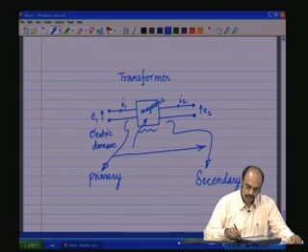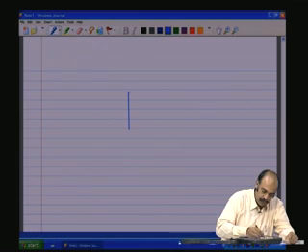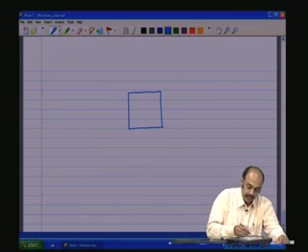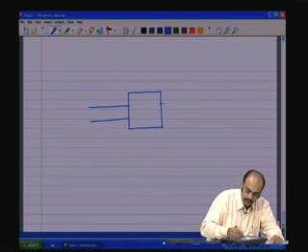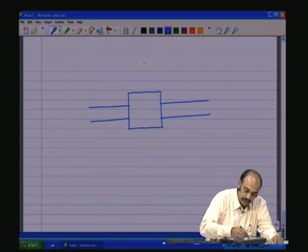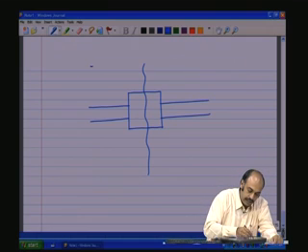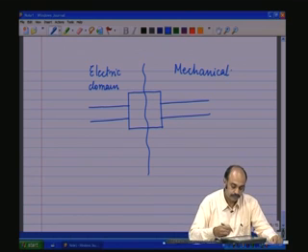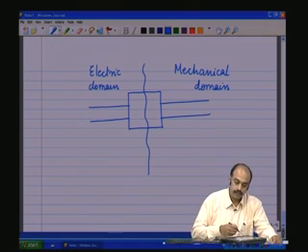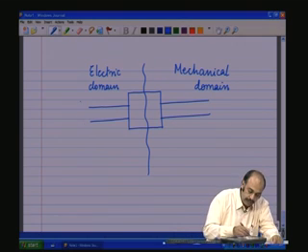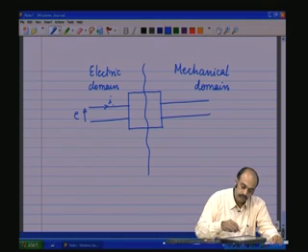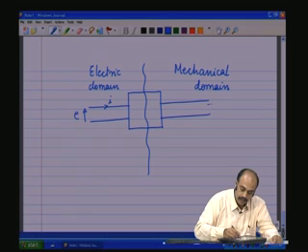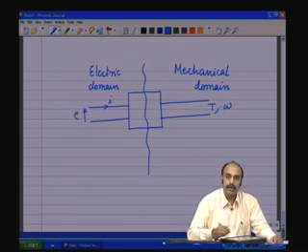Likewise, if you take a DC motor as a black box here, it has two ports, however, there is a domain conversion. This is the electric domain, and this is the mechanical domain. In the electric domain, there is of course a voltage and current, and in the mechanical domain, there is a torque and angular speed omega.